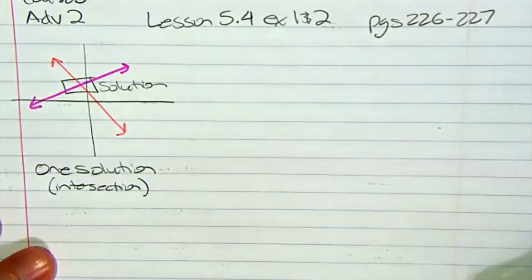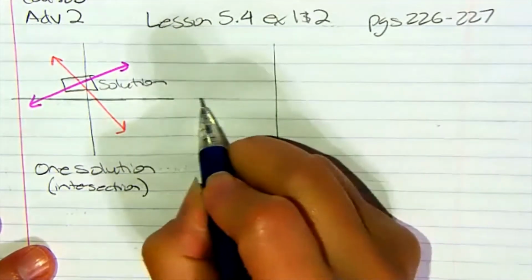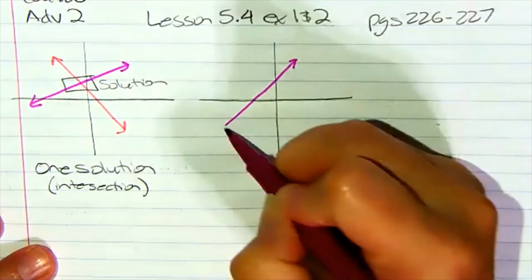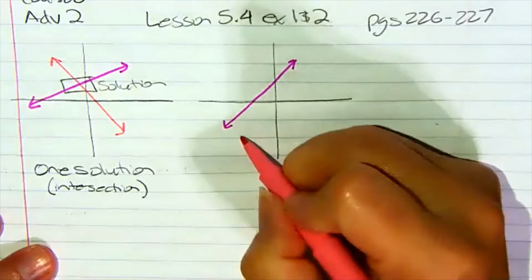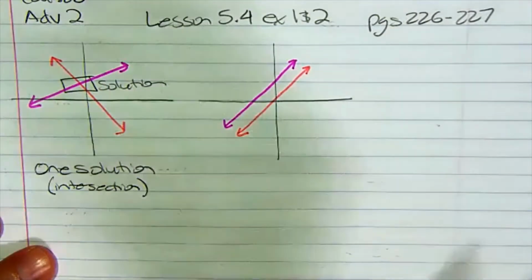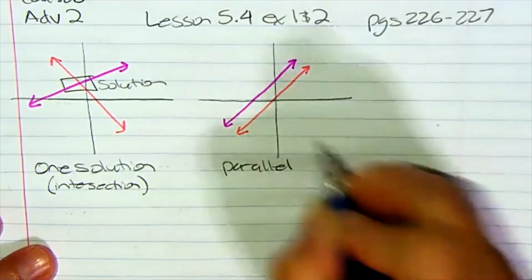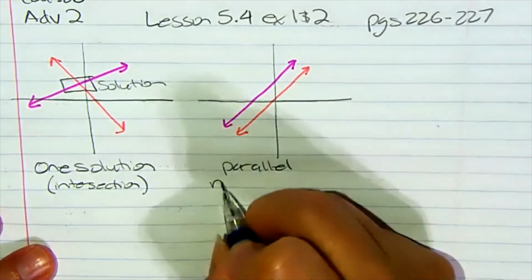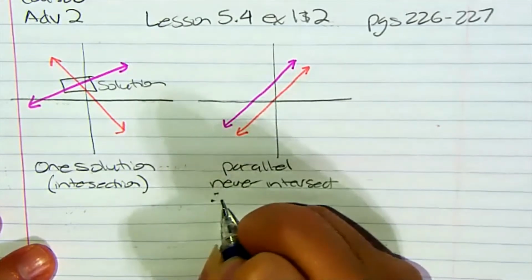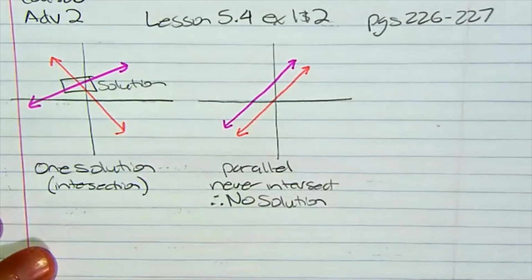But we're going to be talking about special systems of equations today, where our lines do this. Whoa. These lines are parallel. These are parallel lines. They never intersect. Therefore, no solution.